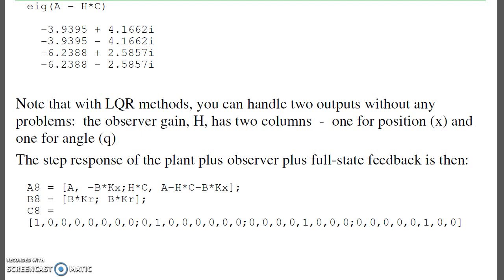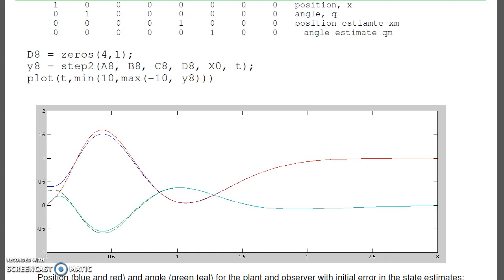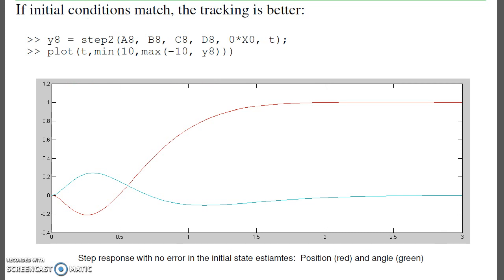Then the step response for the plant plus the observer will actually be a little bit better. With more information, I can get better estimates. And if the initial conditions match, again, I'll get about the same response.